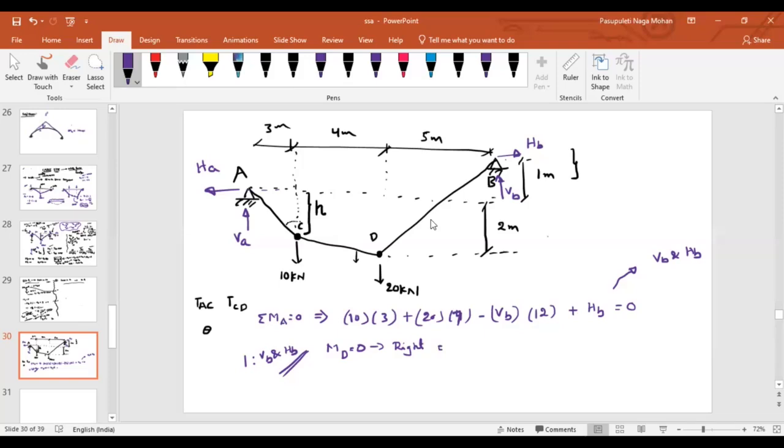Minus 20 into 5? No, sir. 20 won't come, because of this 20 no moment will come. So VB into something, anti-clockwise. Because of HB, clockwise, into 3, plus 2 into 3, that should be equal to 0. Now we have 2 unknowns here and 2 unknowns there. Can you quickly find out?